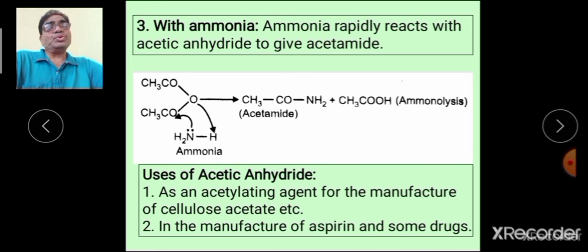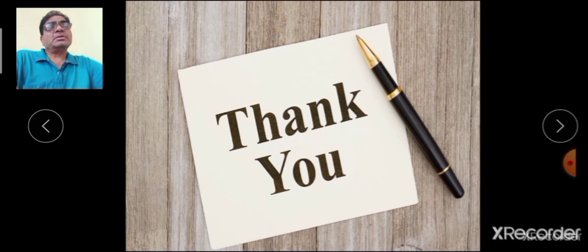Now, uses of acetic anhydride. Of course, as an acetylating agent for the manufacture of cellulose acetate, and in the manufacture of tablet aspirin and some drugs. Students, with this we have completed this topic. Thank you.